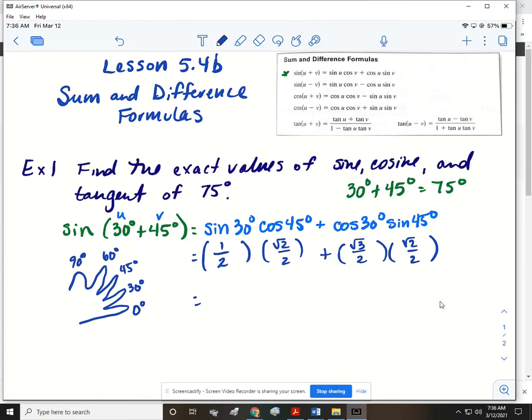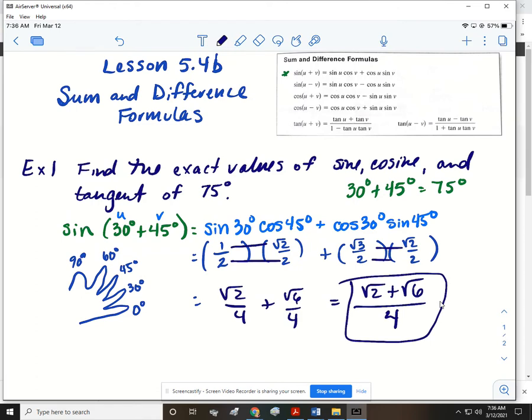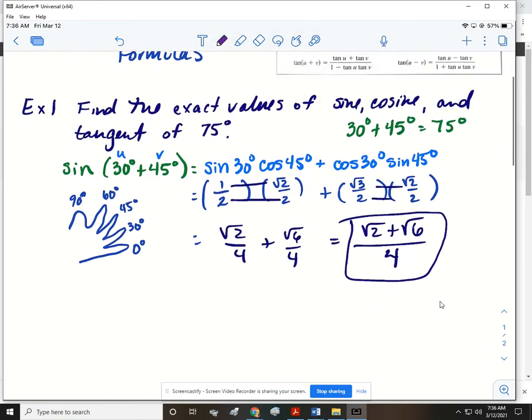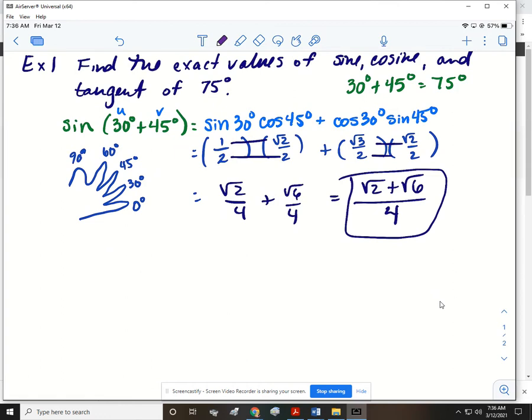It's just like what we did yesterday. For each set of those fractions, we multiply across the numerator and across the denominator, and then we want to write that as one fraction. Now we're only a third of the way done. We're also going to do this same thing for the cosine of 75 degrees, so the cosine of 30 degrees plus 45 degrees.